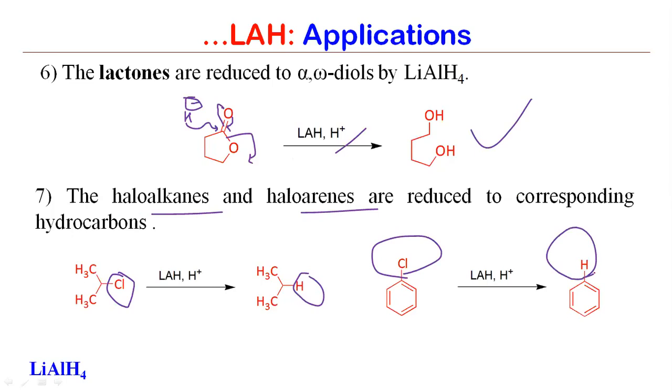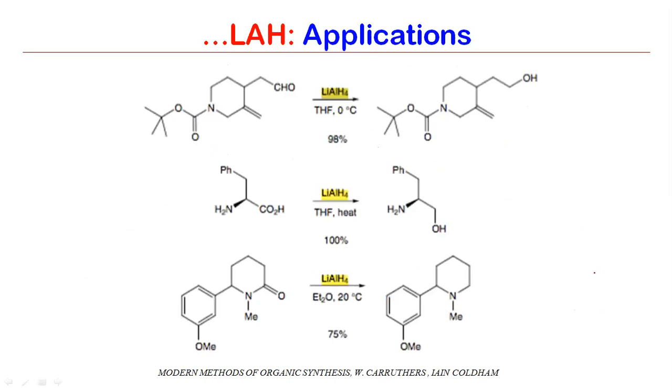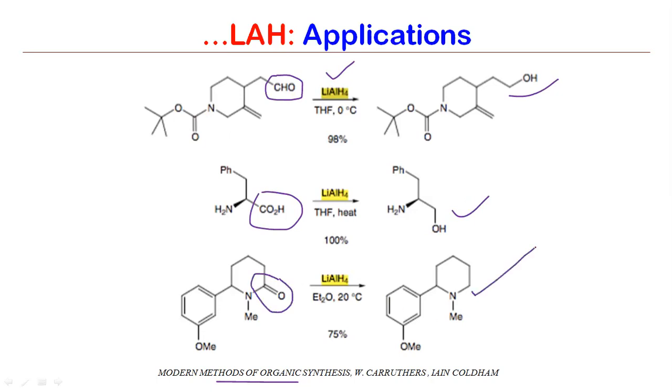Application of LAH. These are some questions from the book, Carruthers' book of organic synthesis. Here we see this compound we are treating with LiAlH4 in THF. Then this aldehyde will undergo reduction to give the corresponding alcohol. We have a carboxylic acid here, which will also undergo reduction to give the corresponding alcohol. And here we have a ketonic group that will undergo reduction to give alkane. So these are some examples which are there in the book.